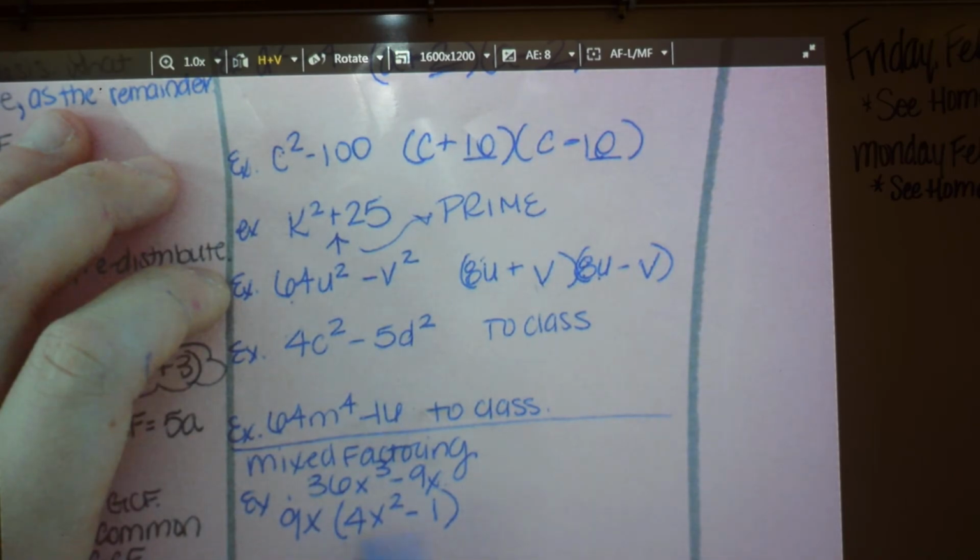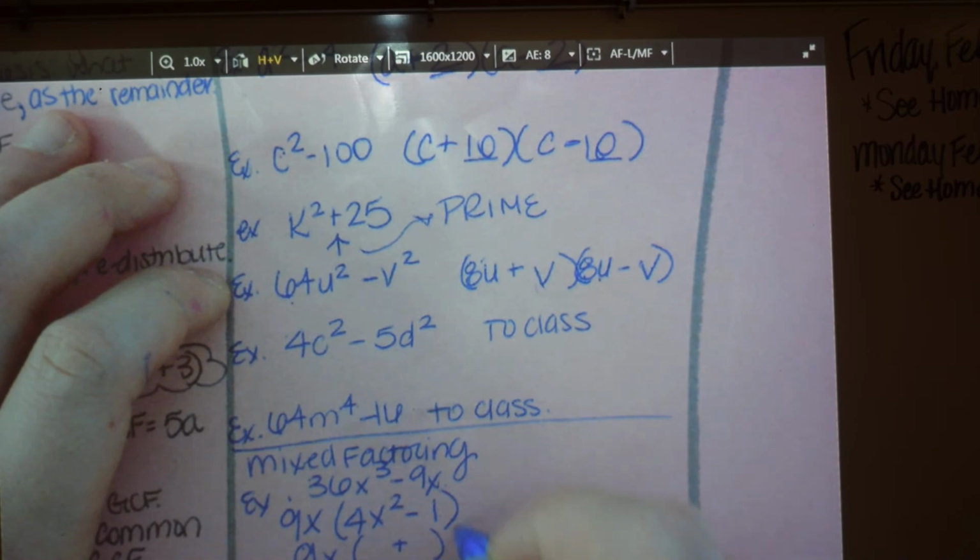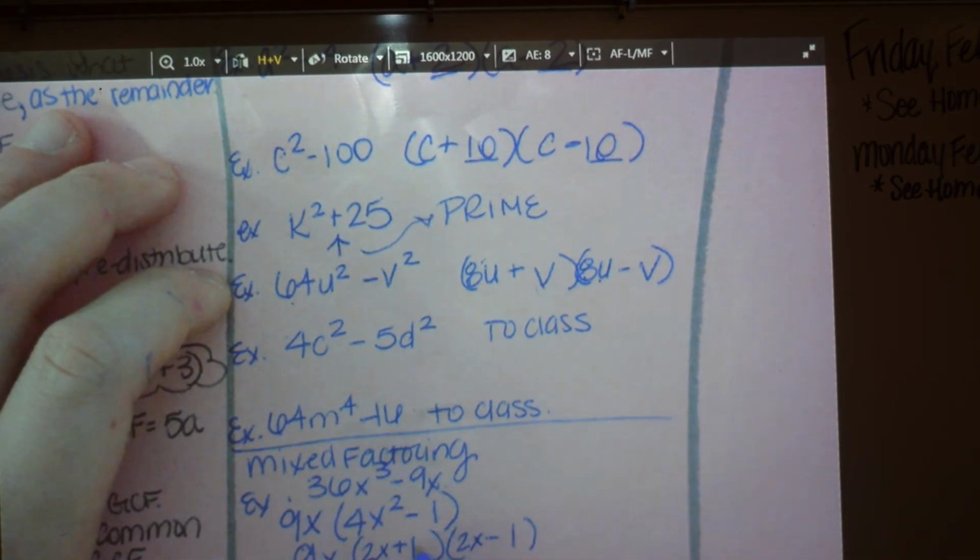Now we can take the difference of squares and factor that. So we have 9x, and then we know that we have something with addition, something with subtraction. We know we're dealing with an x and a 2, because 2x times 2x is 4x squared. And then we know we are dealing with a 1. Because 1 times negative 1 is negative 1.